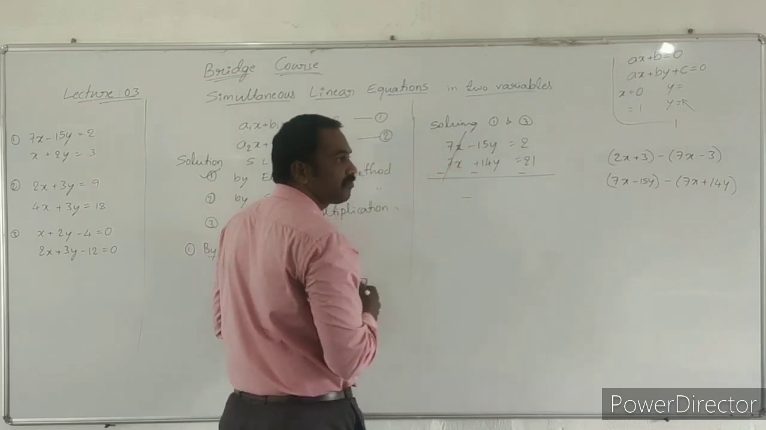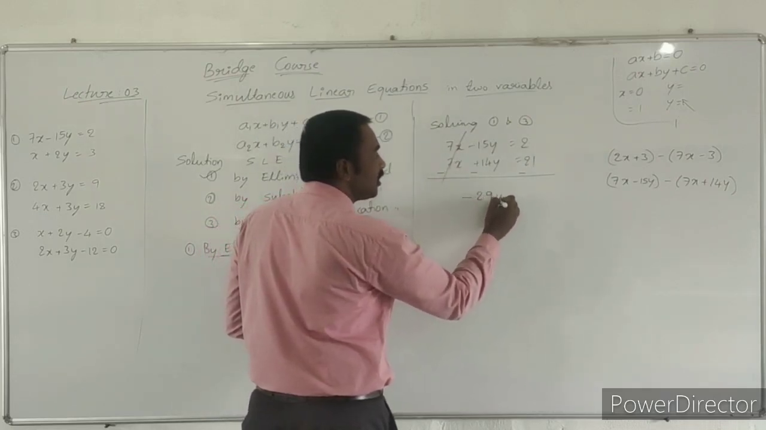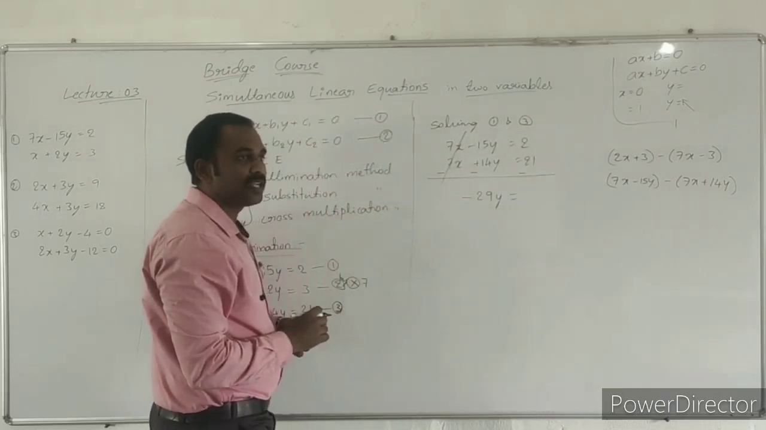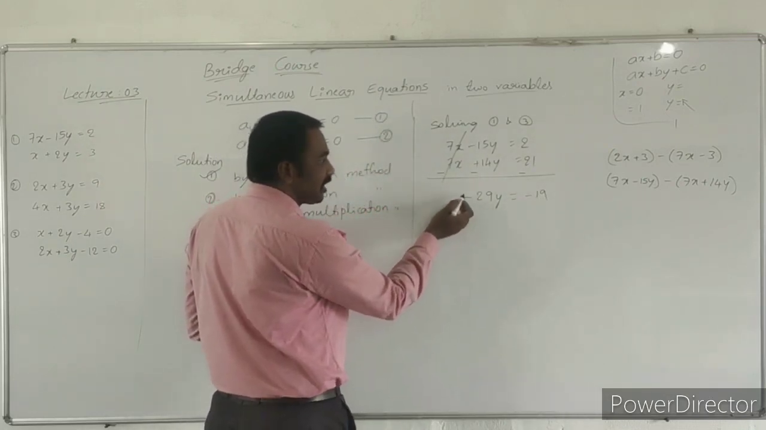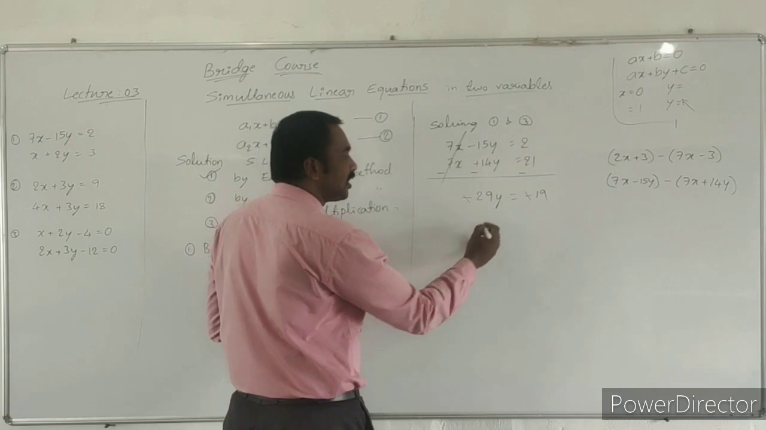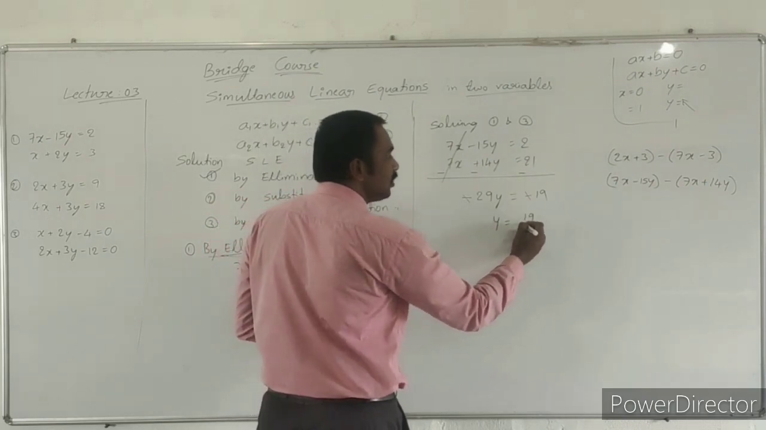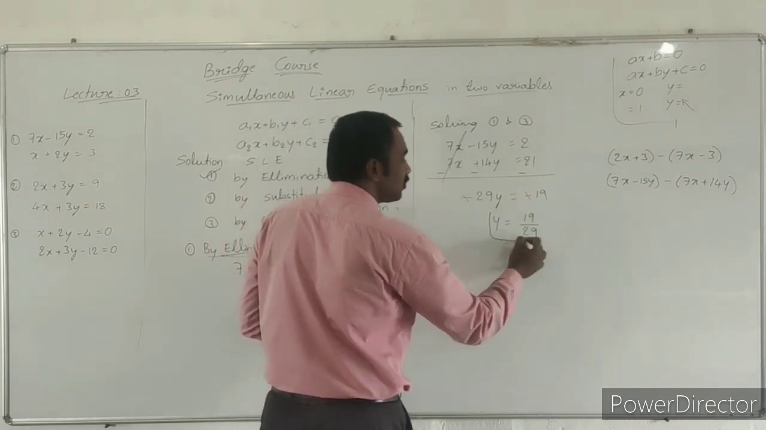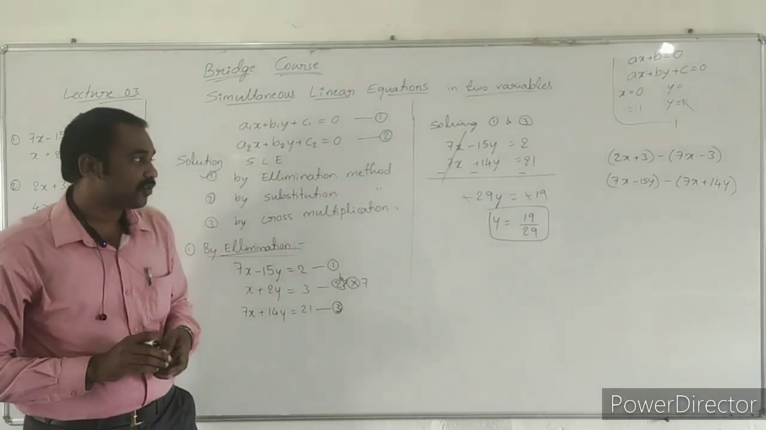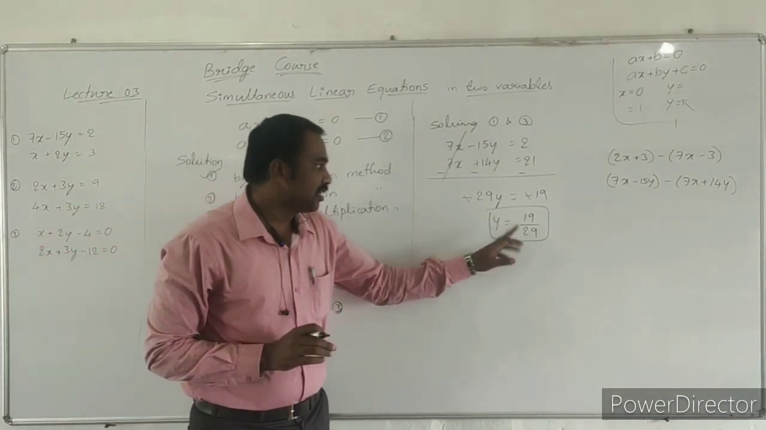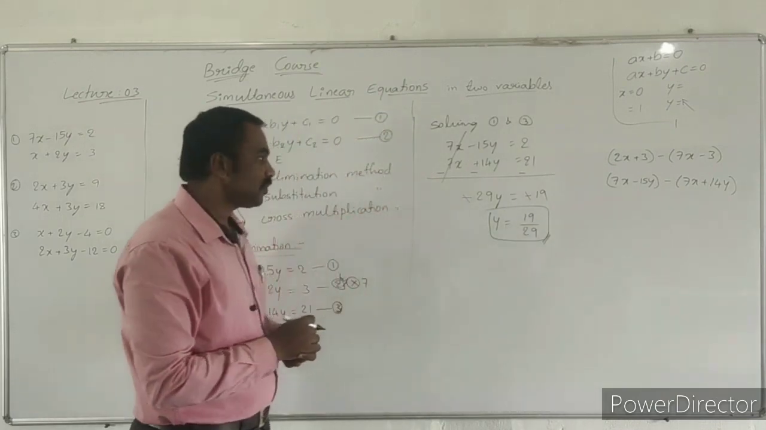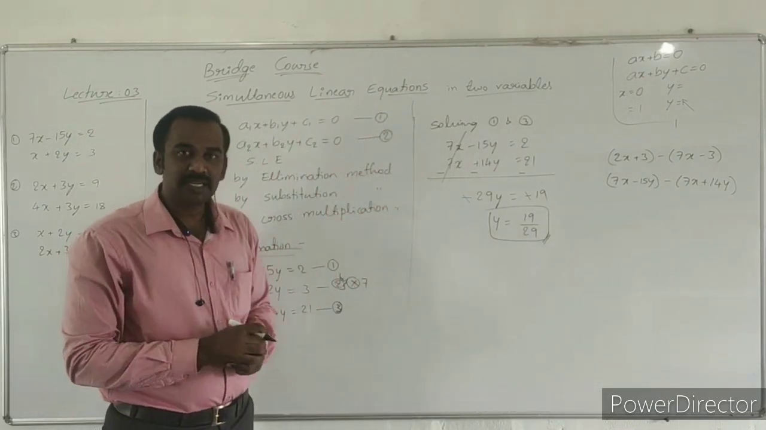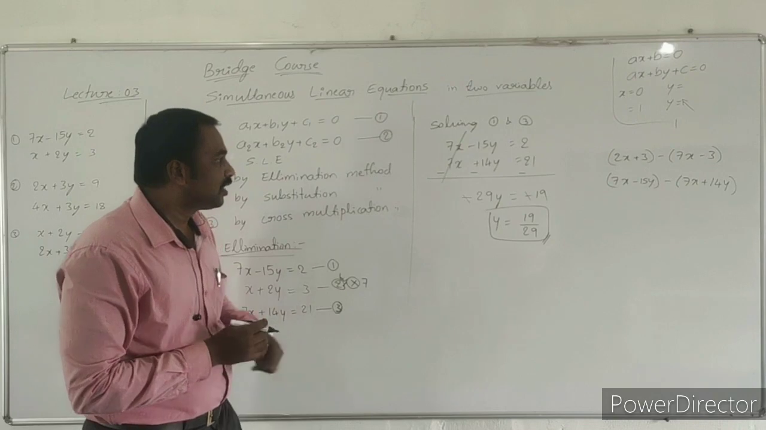Minus 15 plus 14, 29, into y is equal to 2 minus 21, which is minus 19. Now we can cancel the minus. Y is equal to 19 divided by 29. This is the required y value. Now we need to find the x value. How to find the x value?